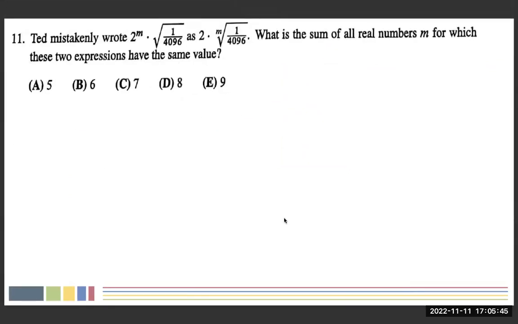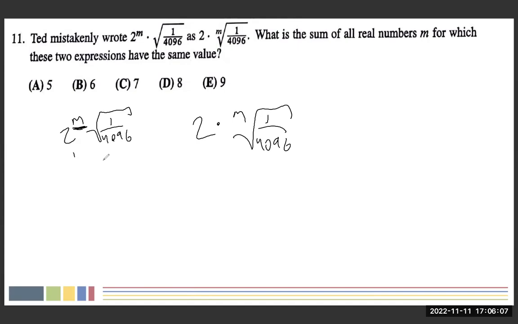Okay, this is AMC 10A problem 11. Ted mistakenly wrote 2 to the m times the square root of 1/4096. He accidentally saw this m here and thought, oh, that must be the mth root of 1/4096. It happens, you make a mistake like this. But we're looking at the situation where Ted gets lucky and these two are equal, so making this mistake doesn't change his answer. That's the whole point of this problem.